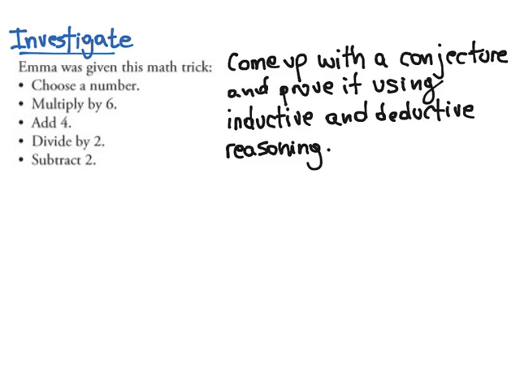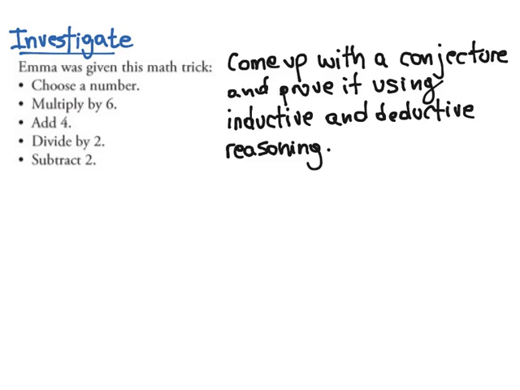Let's take a look at a little bit harder investigation. In this investigation, Emma was given this math trick. Choose a number, multiply by 6, add 4, divide by 2, and subtract 2. So come up with a conjecture and prove it using inductive and deductive reasoning. Now, we're going to use inductive reasoning first to come up with some kind of conjecture. Then we're going to use deductive reasoning to prove if it works for all cases.